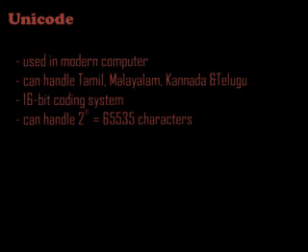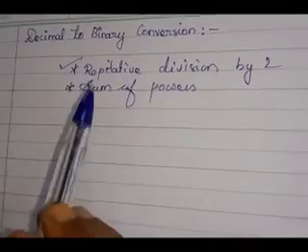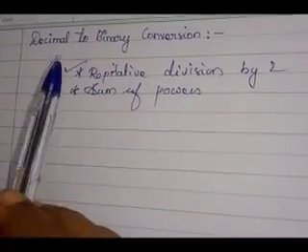This Unicode can handle 65,536 characters because it is a 16-bit code. This code scheme is denoted in the tabular column on pages 33, 34, 35. Some of the conversions I skipped, so that conversion we can see here.